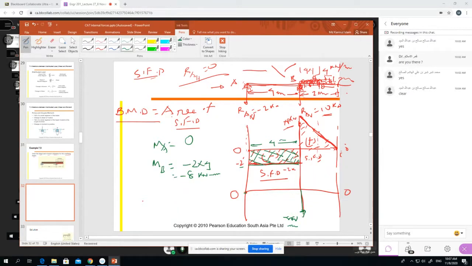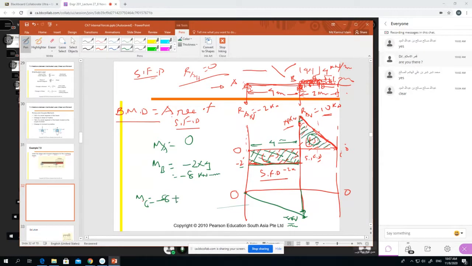Okay, inclined. Then minus 8. We had minus 8 here. So what is the bending moment at point C? The bending moment at C equals what we have here, minus 8, and here this is plus, so plus the area, this area.